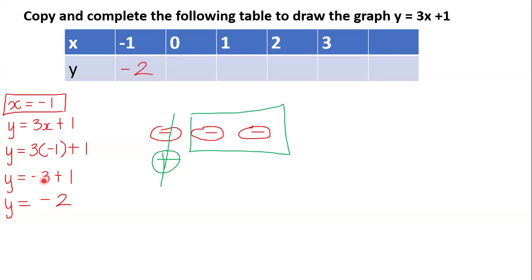Negative 3. Negative 3, very good. So it's going to be negative 3 plus 1. And negative 3 plus 1 is going to be what? Negative 2. Negative 2, very good. How is it negative 2?